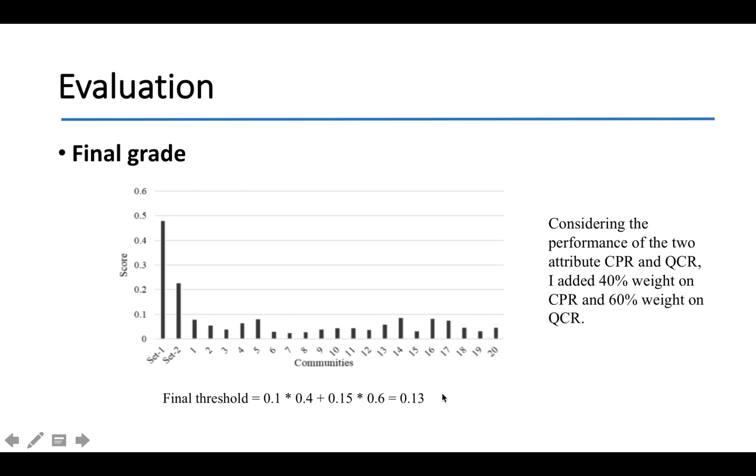Which means that a community with a final grade lower than 0.13 is likely to be a normal community, while if the community's final grade is higher than this threshold, it may be a suspicious marketing community.